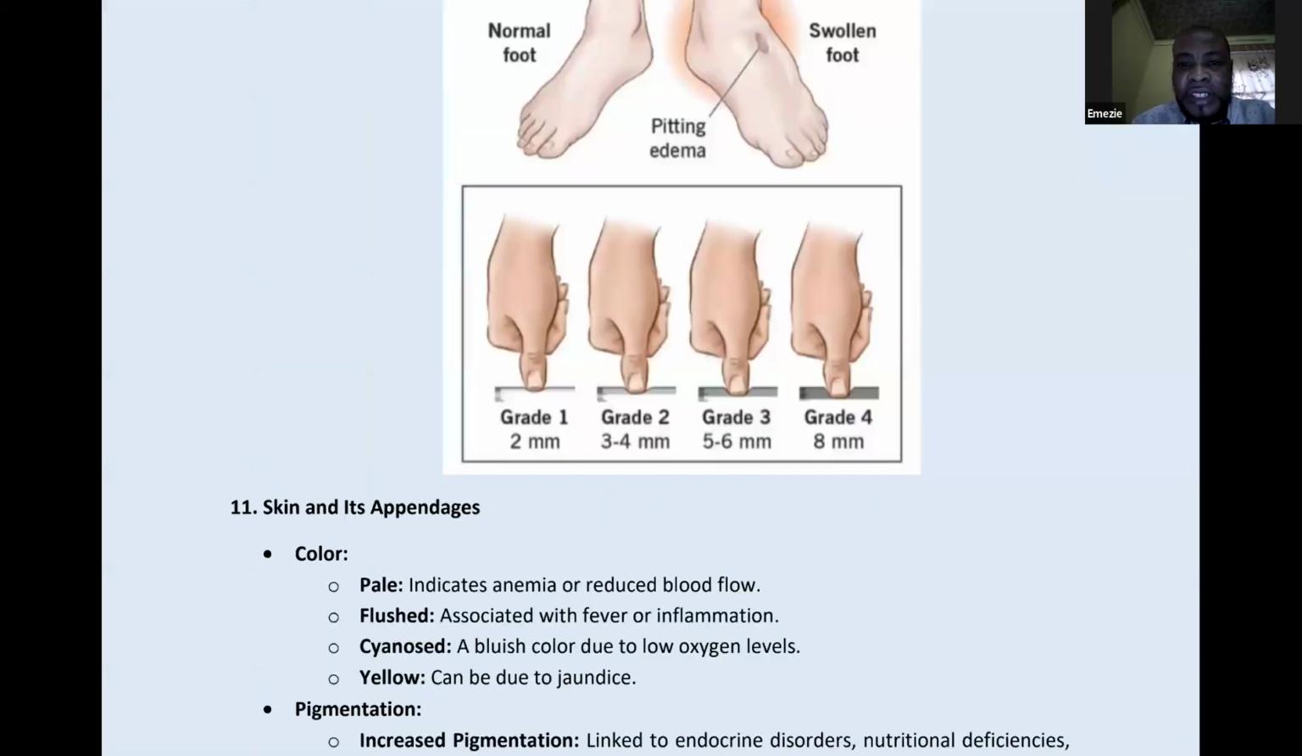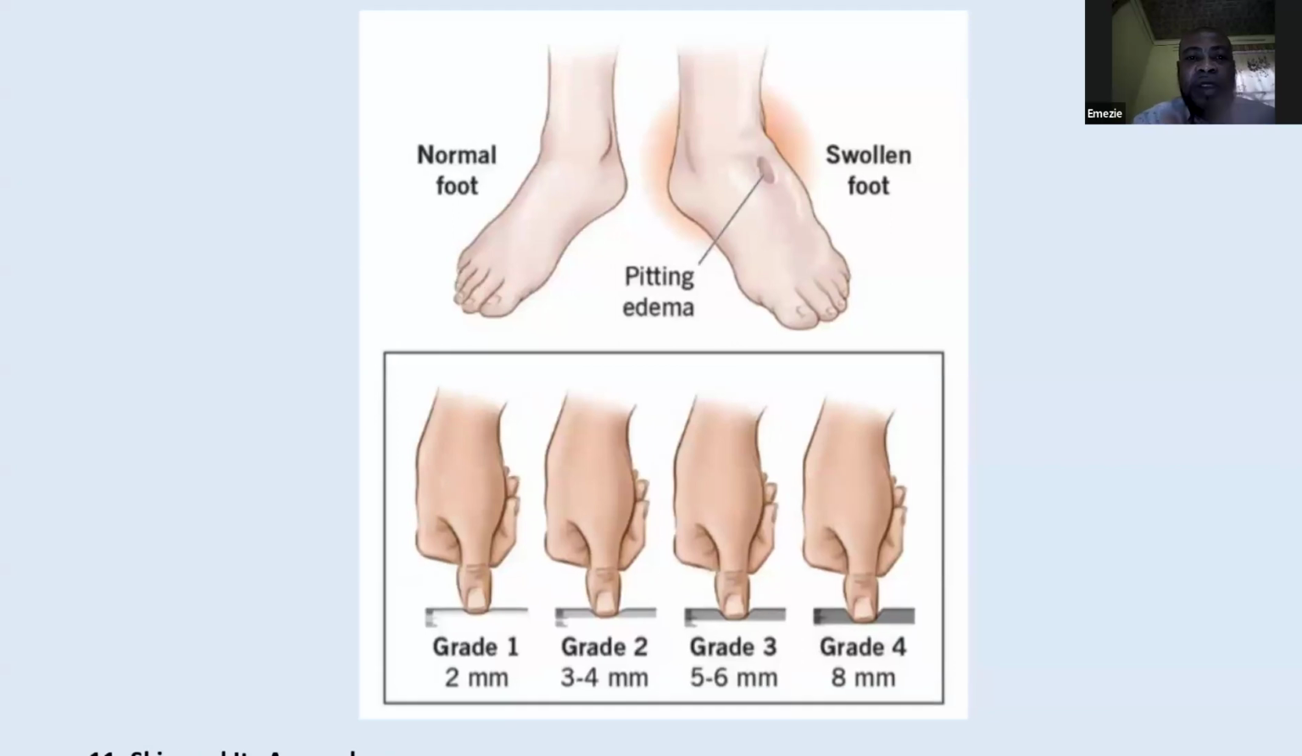As you are seeing in this image now, the foot on the left side of this screen is normal, but the foot on the right side of the screen is swollen. So we try to palpate at the bony prominences. We check if there's any swelling in that leg, and palpate to see if there's any edema.